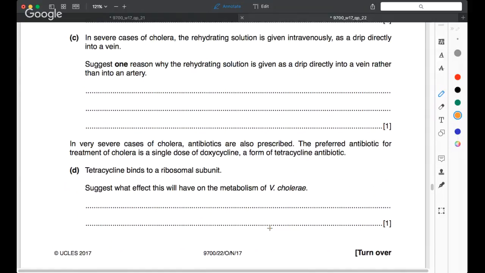So it will inhibit or prohibit translation from occurring. Okay, so what does that mean? It won't be able to form the proteins needed for it to grow or survive. So they're asking specifically about the effects on metabolism. Yeah, so it won't form the enzymes to catalyze metabolic reactions. Good.